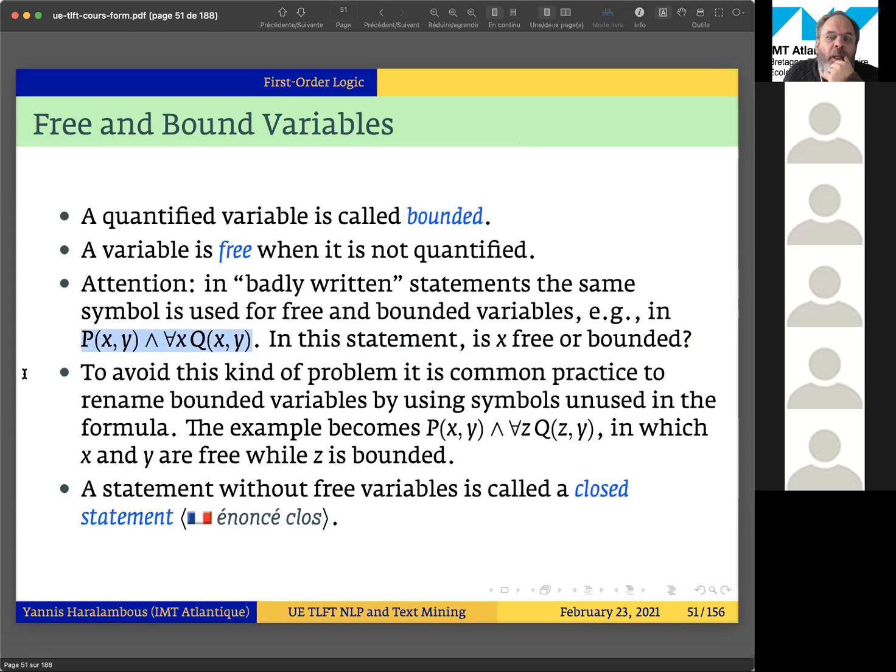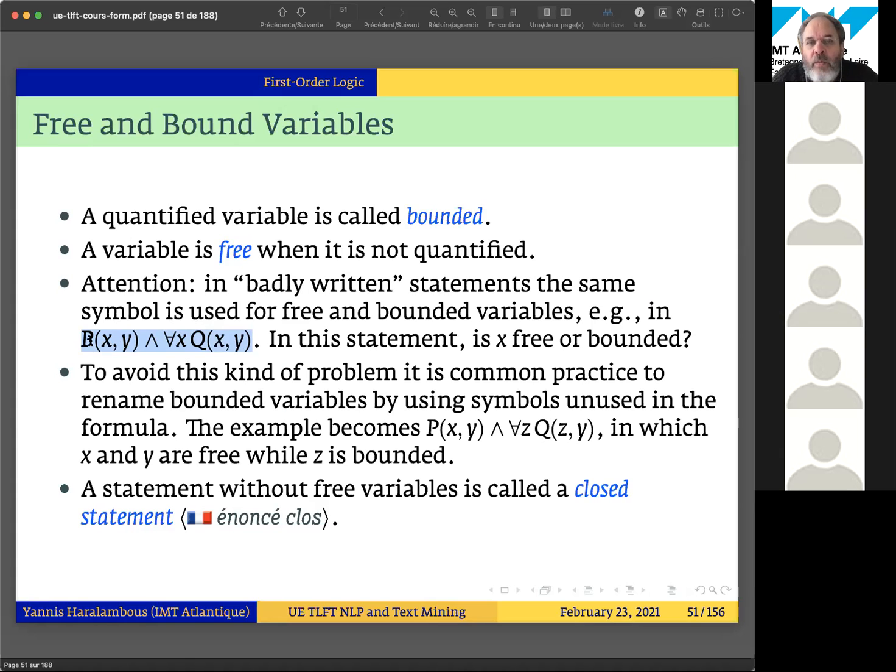But you see, you have an x here on the left and an x on the right. The one on the right is quantified. The one on the left is not quantified. Is this the same x? No. So this is syntactically correct, but it's a bad habit. It's not nice, not elegant.